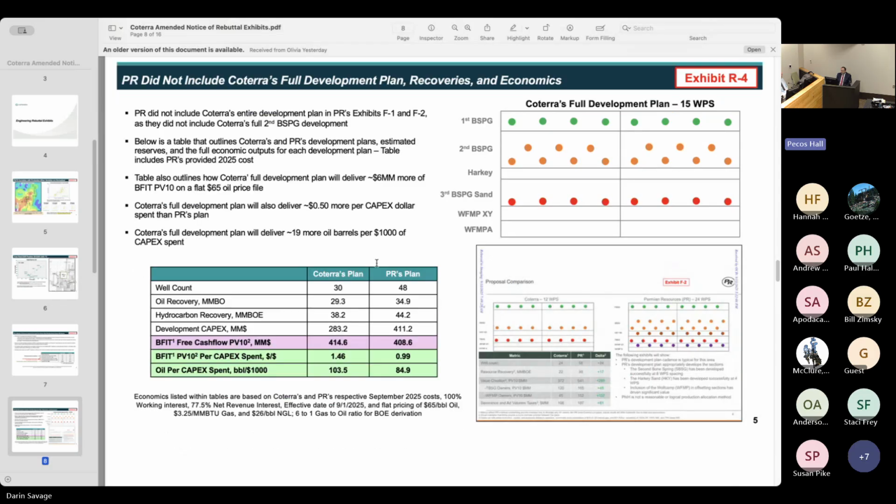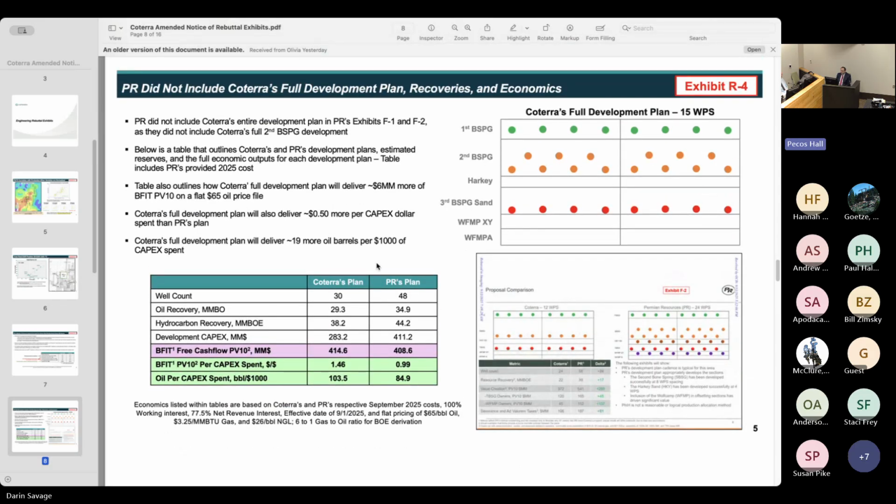There is not. And let's go to slide R4, exhibit R4. Yes, we're submitting a rebuttal exhibit R4 because there are a couple slides that do not represent Coterra's full development plan, and they would be exhibits F1 and F2. That's correct. They are missing the upper second Bone Spring wells that Coterra has on their wine rack in their direct testimony. Because these wells are left off of PR's exhibit, they're also left off the table where they try to illustrate what the economics could be for Coterra's plan.